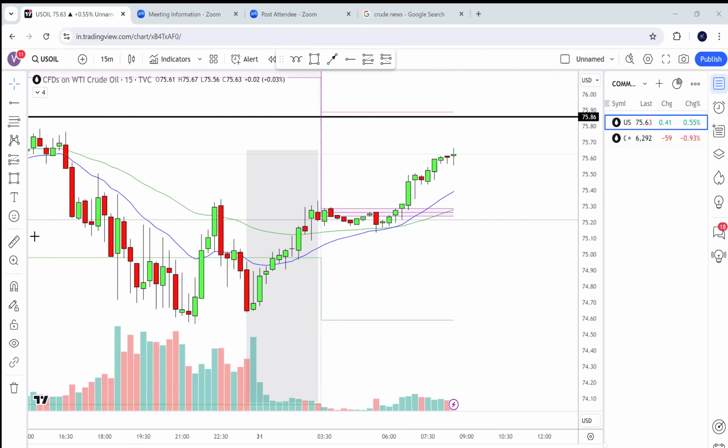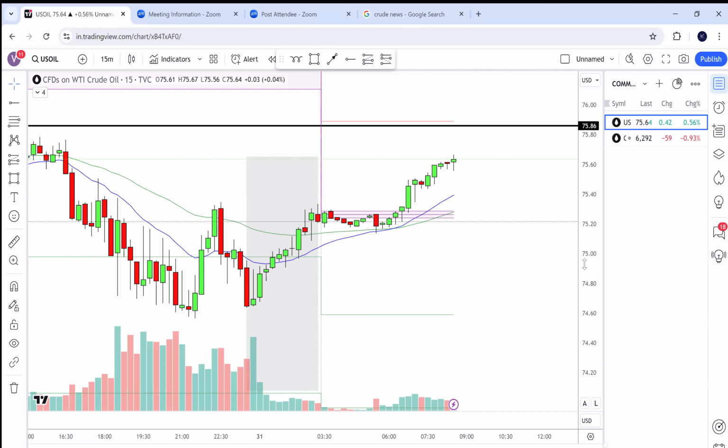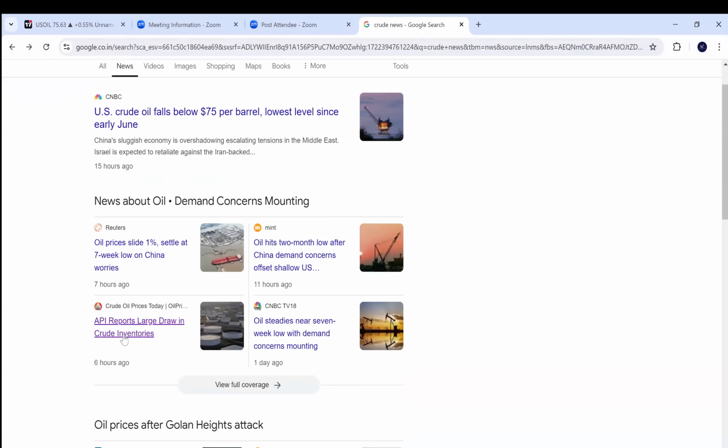Also important is the fundamental. That means when you are trading in crude oil, you should also know what's happening around the globe, because crude oil is very sensitive to news and all this. Okay. So for that, you have to keep a watch on the news, what's happening here and all this. And you should go for the latest news. Okay. Not 2 days back, 3 days back. This is the latest news.